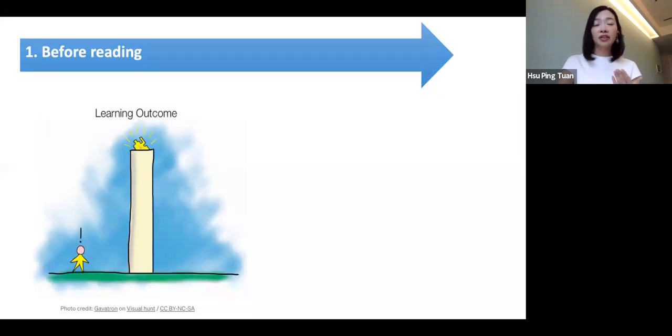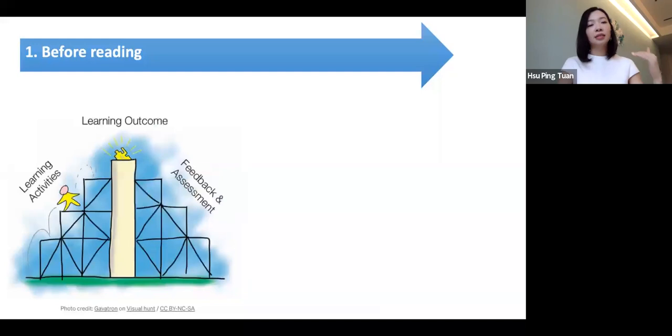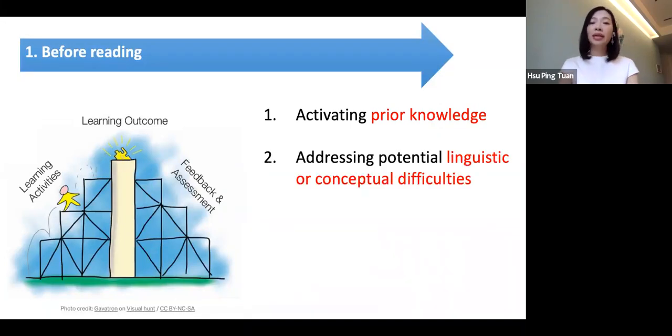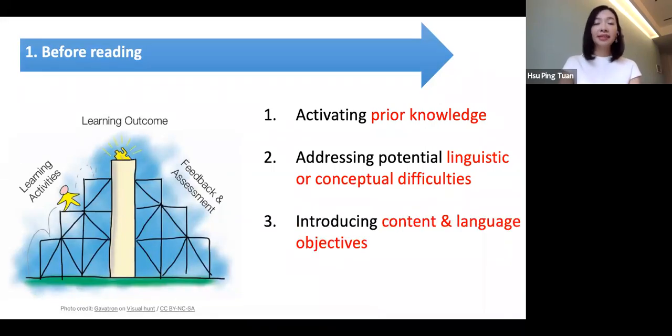So as educators, what can we do? We need to provide sufficient scaffolding. So the learning activities here are the scaffolds. So students will be able to achieve the learning outcomes that we want them to achieve. So for before reading, there are a lot of things we can do, such as we can activate students' prior knowledge, or we can prepare students for potential linguistic or conceptual difficulties that they may encounter when they are reading a text. Or we can introduce content and language objectives. If you include these three kinds of activities in your reading lesson, basically you cover the first two elements that I mentioned to you for the principle to design an effective reading lesson.